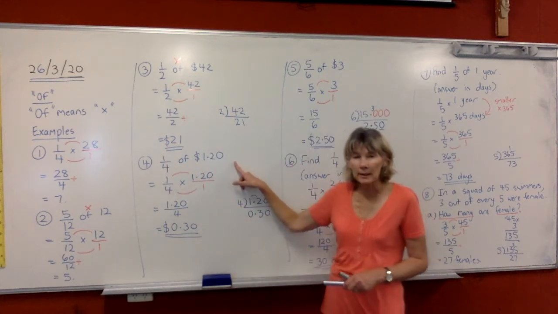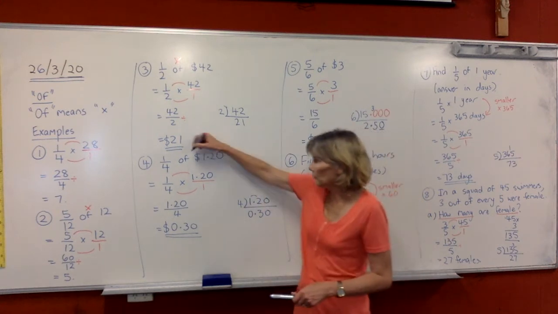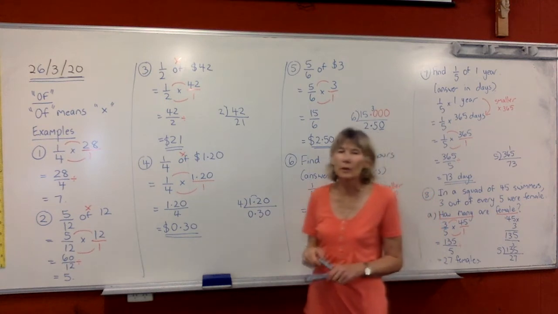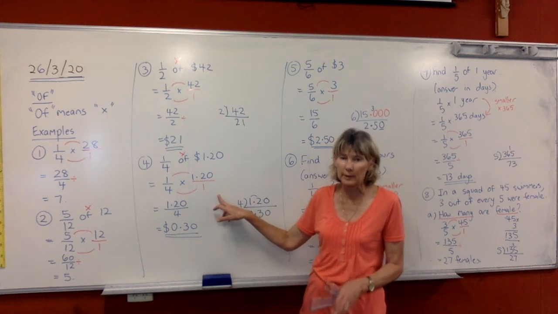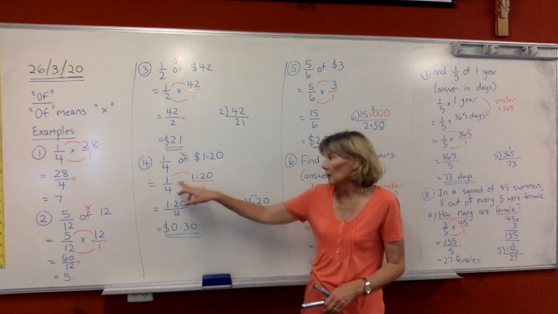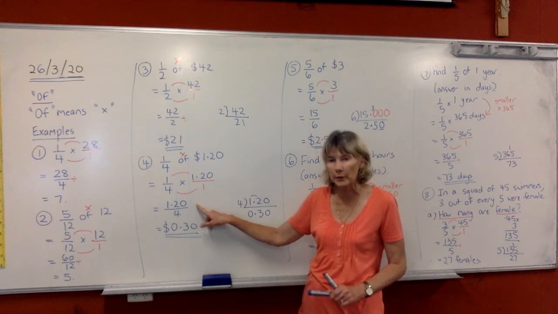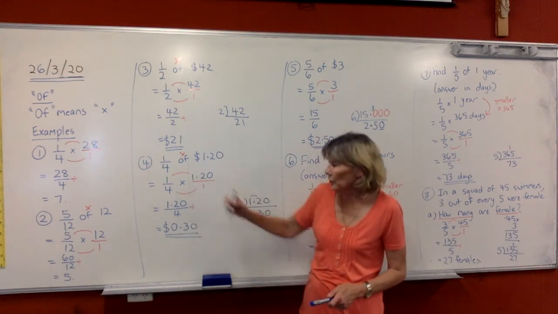This next one is a little bit harder. So we've got a quarter of $1.20. Of means times. $1.20, I know it's not a whole number, but we can still give it a denominator of 1 if it doesn't have a denominator. We still times our tops and bottoms, so we're going to get 1.20 on the top and 4 on the bottom. So now we're going to do the division.